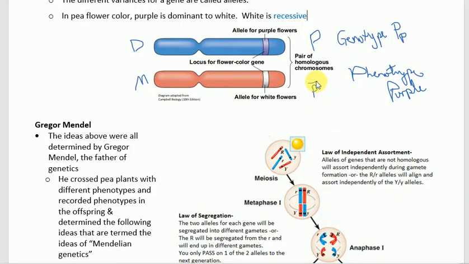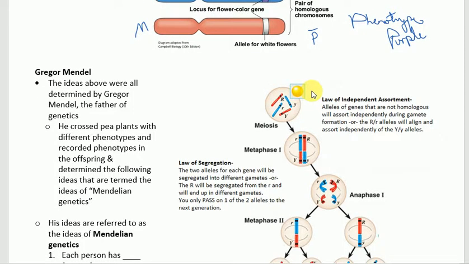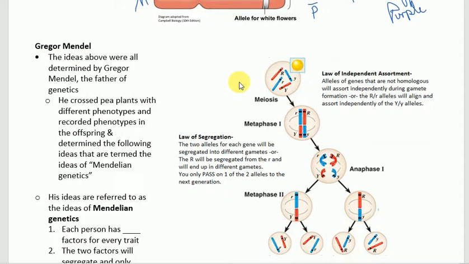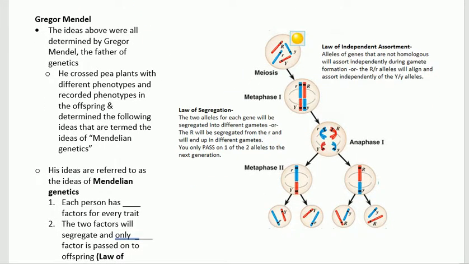Gregor Mendel is the guy that came up with all of the ideas that we just talked about. He's also called the father of genetics. What he did is that he tried to figure out how traits were passed on. He took pea plants with different phenotypes, recorded those phenotypes in the offspring, and determined the following ideas that are termed Mendelian genetics.